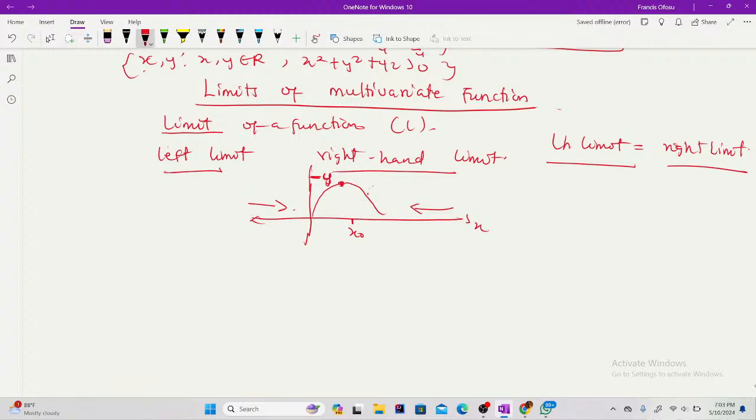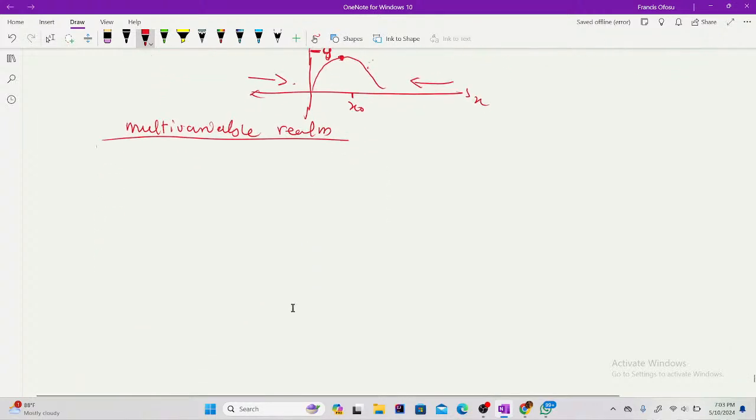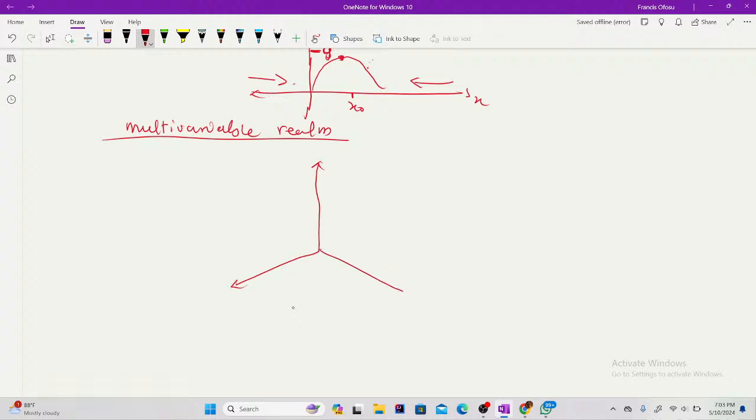But now let's come to multivariable functions. In the multivariable realm, this looks a bit more complicated. So how do we handle that? One thing you should take note of is that we are dealing with three-dimensional space. So we have our X, Y, and Z axes. Assuming that I want to approach a particular point in space, this point may be point P, and point P will have X, Y, and Z.